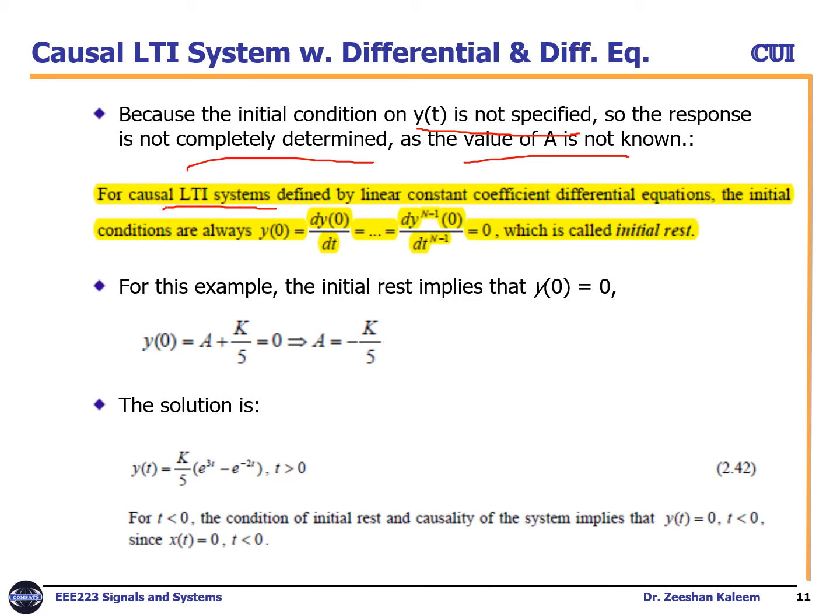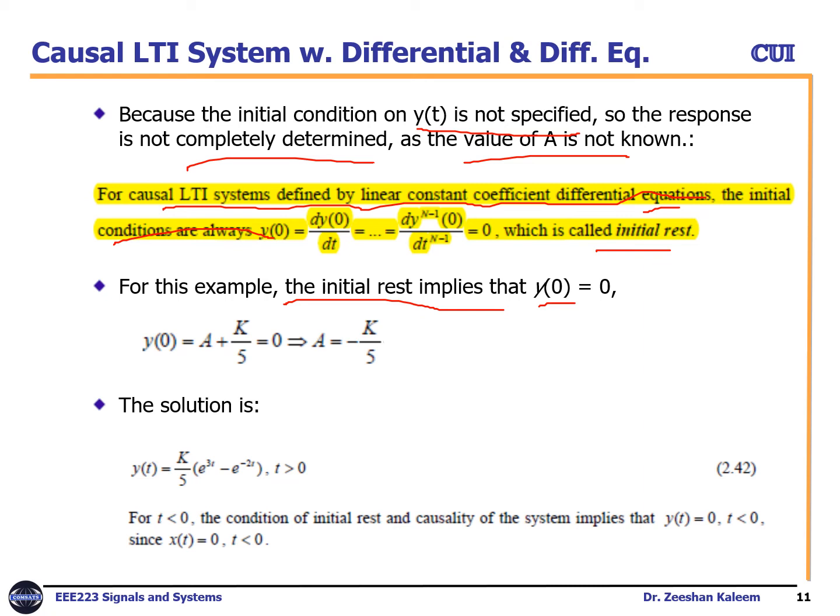For a causal LTI system defined by a linear constant coefficient differential equation, the initial conditions are always 0, which is called the initial rest. As we discussed, for a causal system we don't have an output before time equals 0. So for a causal system, we can say that y(0) equals 0, which in technical terms is called the initial rest condition. So for this example, the initial rest implies that y(0) equals 0.